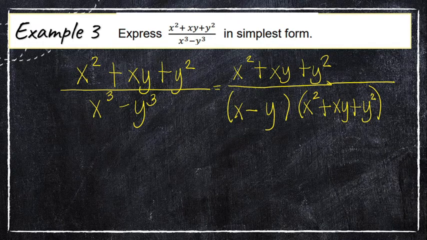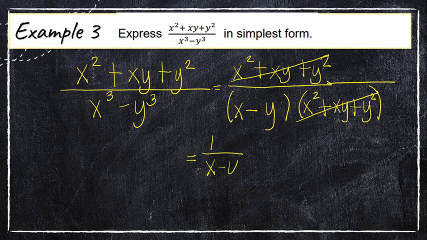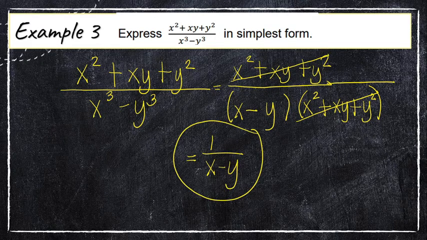Again, we're going to cancel or remove common factors, and that is x squared plus xy plus y squared. Since there is nothing left in the numerator, that means there is a 1 over x minus y. And this is the simplest form of x squared plus xy plus y squared over x cubed minus y cubed.